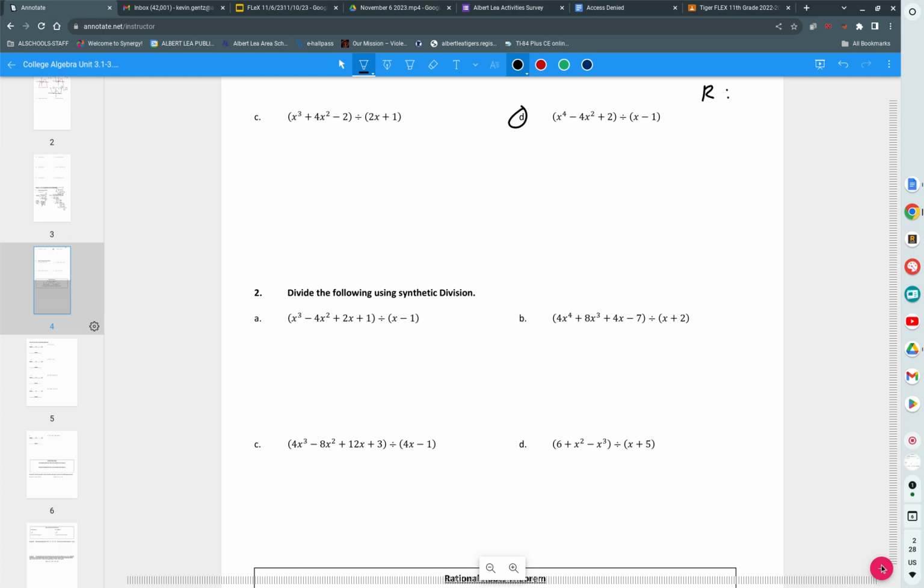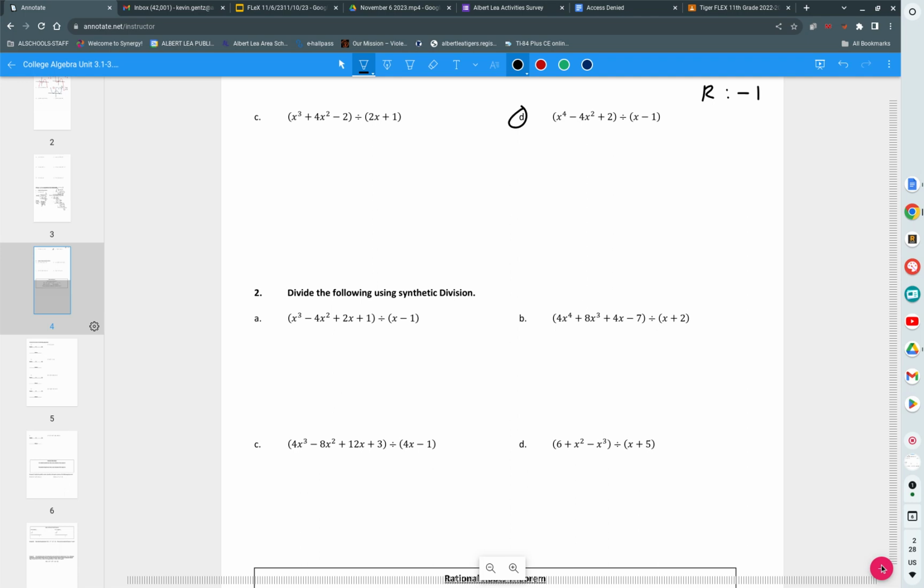First of all, I want you to use the remainder theorem to figure out what the remainder should be in this situation. Figure out what the remainder should be, okay? And what did you get? -1. -1. Okay. All right.